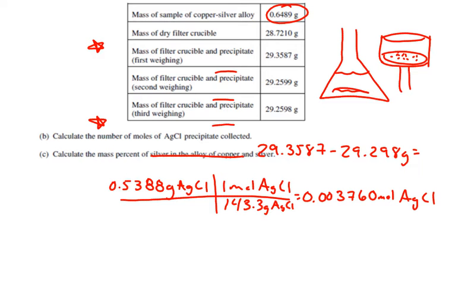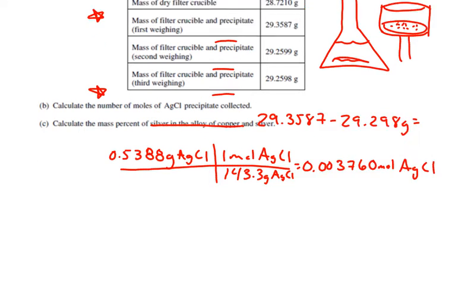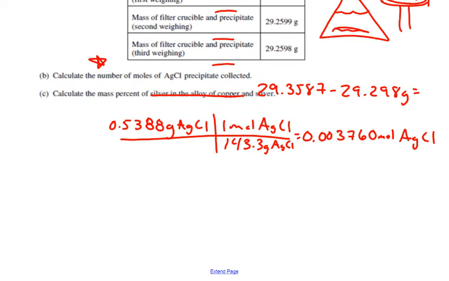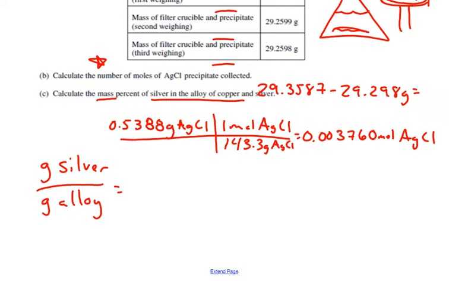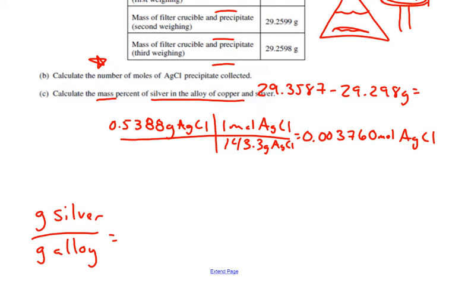C, calculate the mass percent of the alloy of copper and silver. Mass percent. So what do you need? You need mass. It says silver in the alloy of copper and silver, so what you need is grams of silver over grams of your alloy. You have to be a little careful with this. I'm going to get you started on this just in case you have no idea what to do.